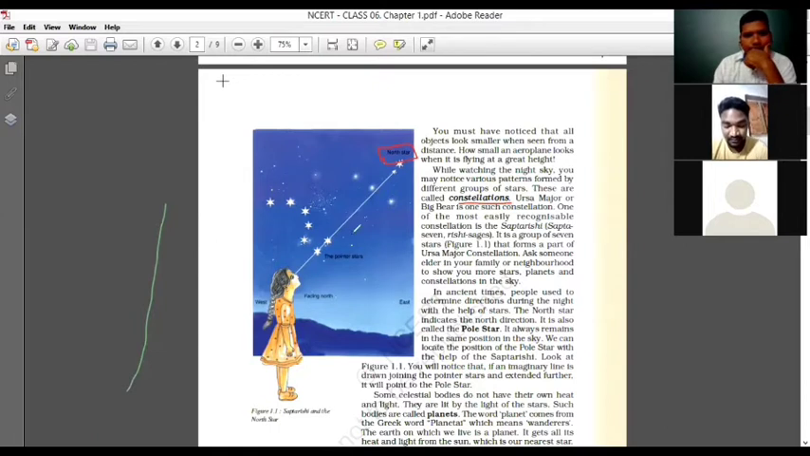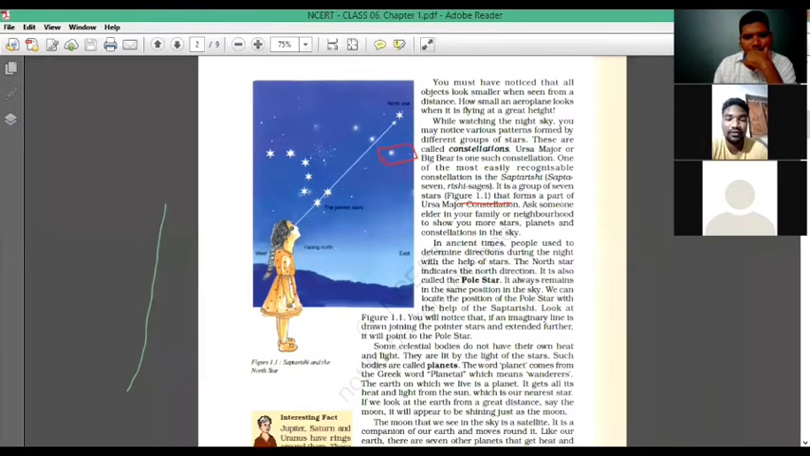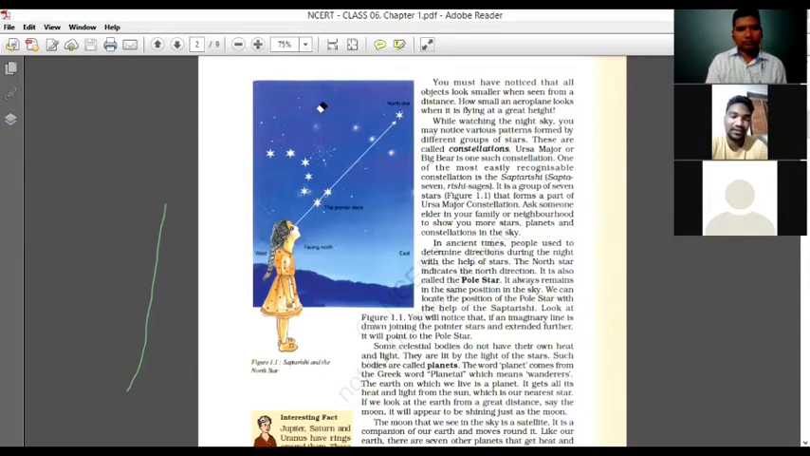Then coming to the Earth and its structure, Earth is also known as the blue planet because of maximum water. You all know that more than 70% of Earth is covered by water, so it simply looks blue from space. So that is why Earth is called the blue planet.